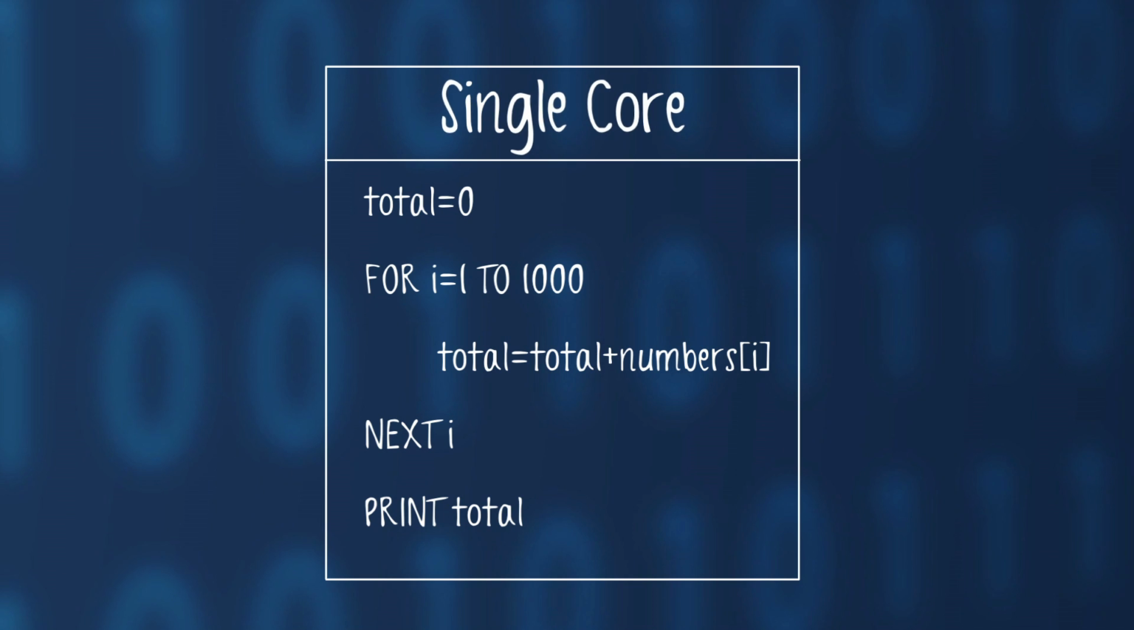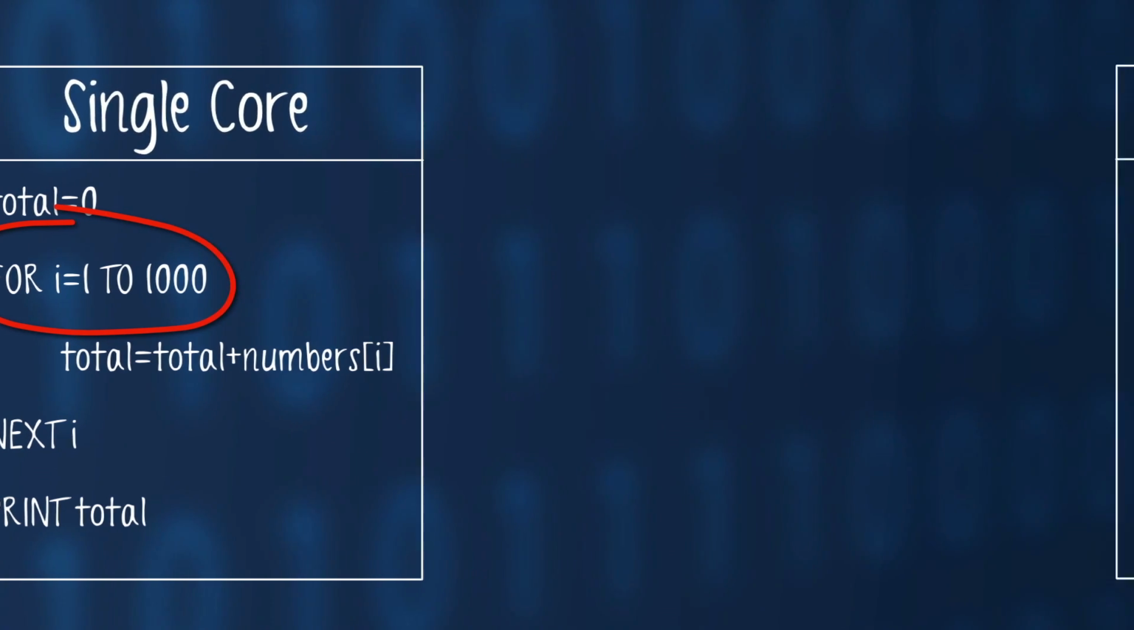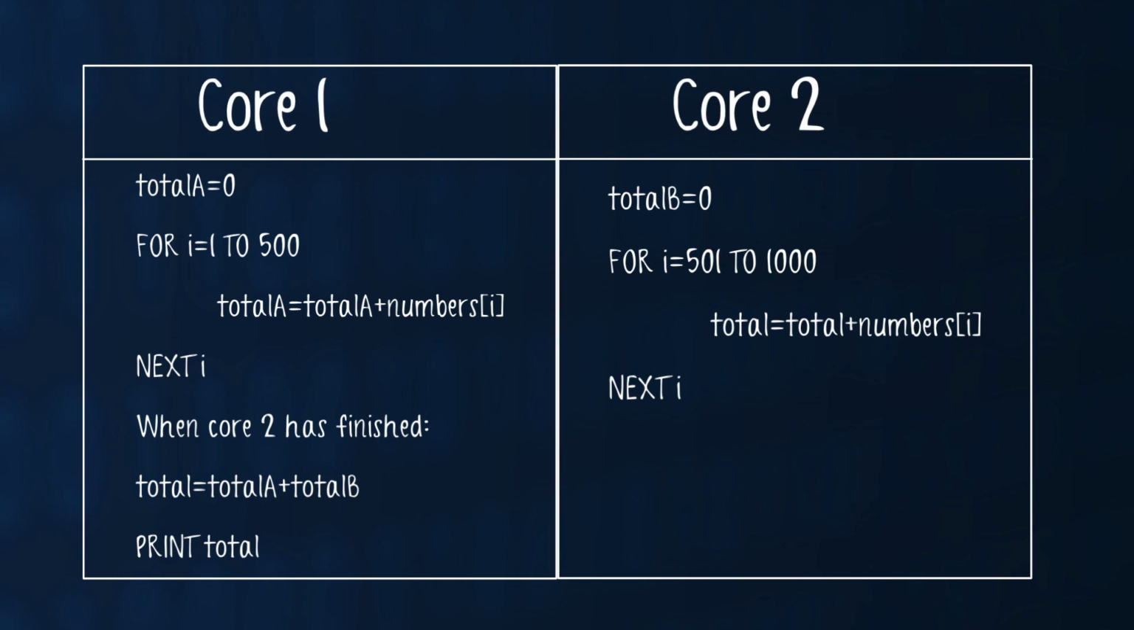For example, let's look at trying to find the total of an array of 1000 numbers. In a single core processor, the algorithm would look like this. When we run this program, the for loop has to run 1000 times for us to get our total. But how about if we use 2 cores to solve the same problem? This time we could use an algorithm like this.